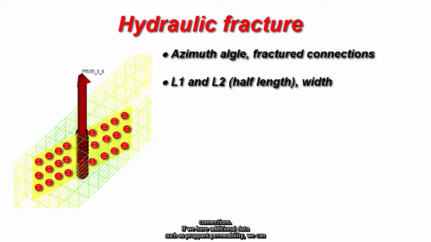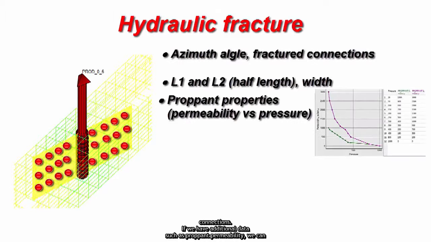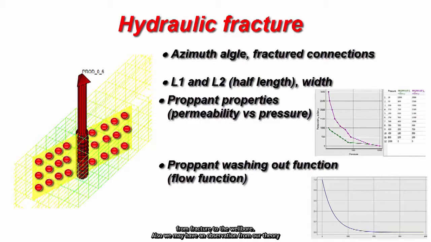If we have additional data, such as proppant permeability, we can add it to our model. This permeability is used to calculate how produced fluid is moved from the virtual connection to the wellbore. If we don't specify proppant permeability, then it is considered infinite. So the fluid goes immediately from the fracture to the wellbore.